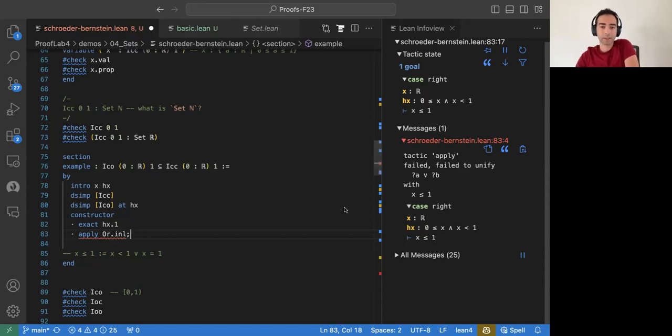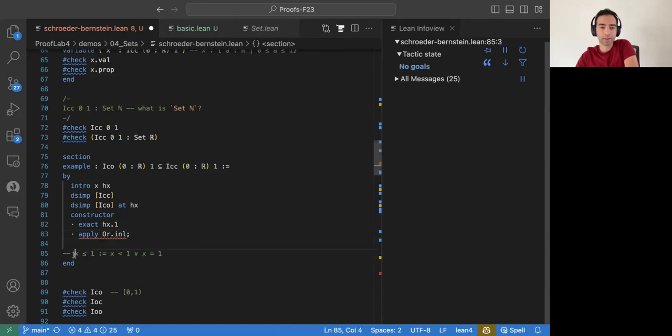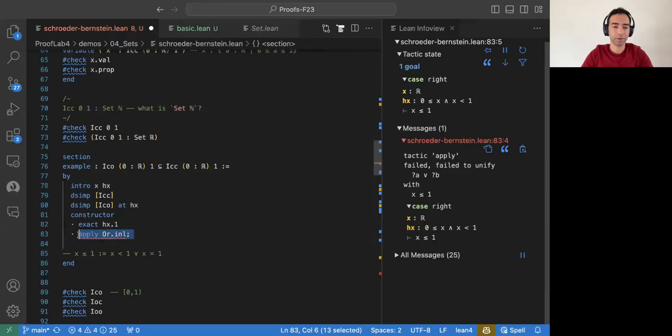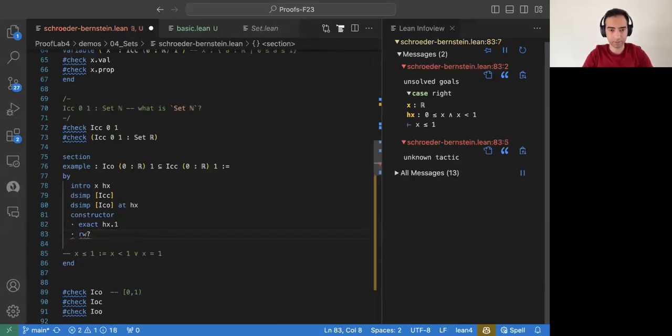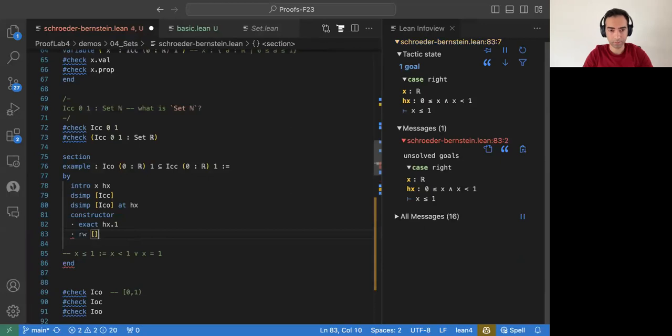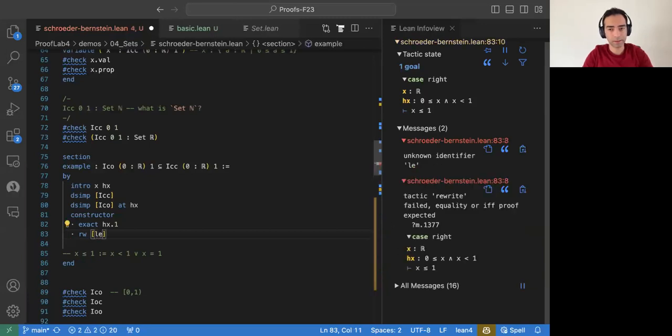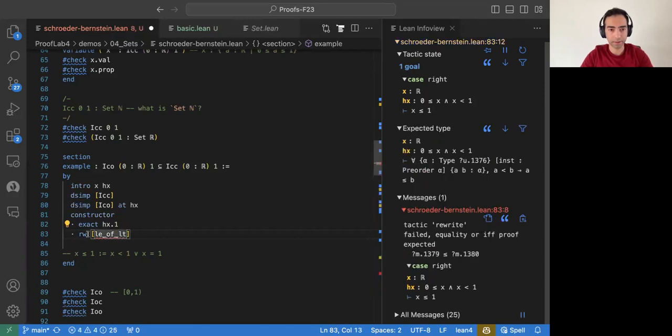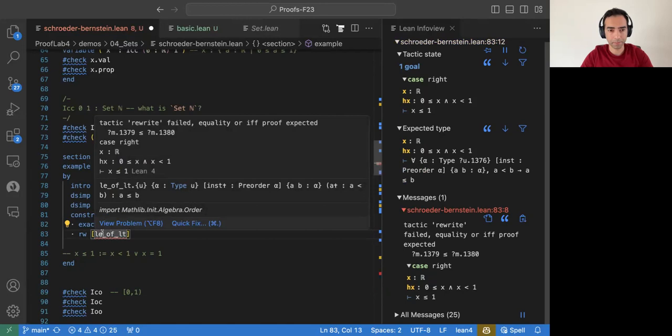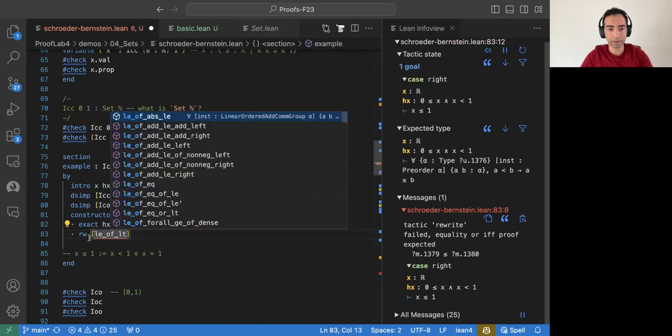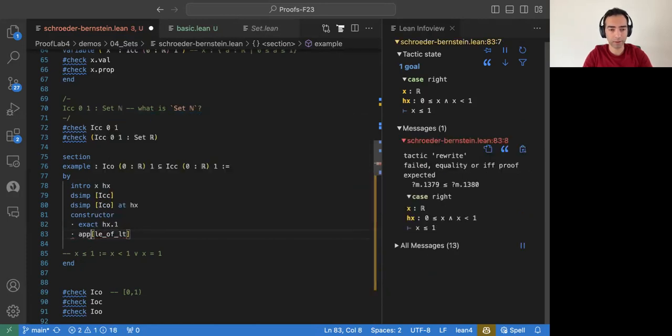Okay, maybe Lean doesn't exactly know that these two things are by definition equal. I see. I see the problem. Okay, anyway. Okay. So we need to say le_of_lt, something like that. Do we have a lemma like that? There is a lemma called le_of_lt, and that proves exactly what I want, right? But this is not rewrite. This is just implication. So I have to write apply this guy.